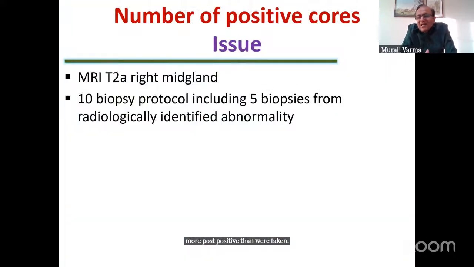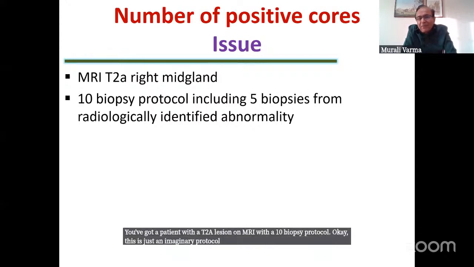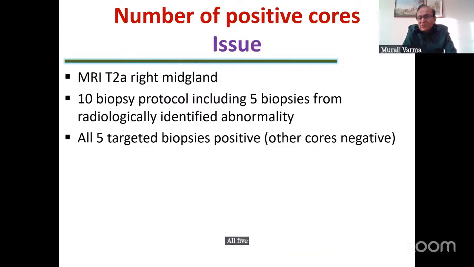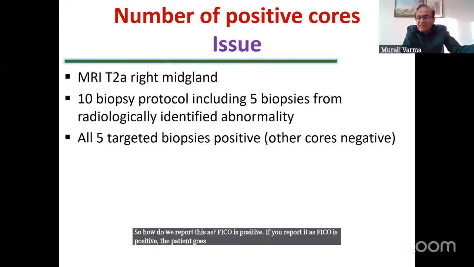So let me illustrate a problem here. You've got a patient with a T2A lesion on MRI with a 10 biopsy protocol. This is just an imaginary protocol, a 10 biopsy protocol with 5 biopsies from the radiologically identified abnormality. All 5 of the targeted biopsies were positive. The remaining cores were negative. So how do we report this? 5 cores positive. If you report it as 5 cores positive, the patient goes into a different risk category, as with the NCCN guidelines, it will be more than 4 cores positive.